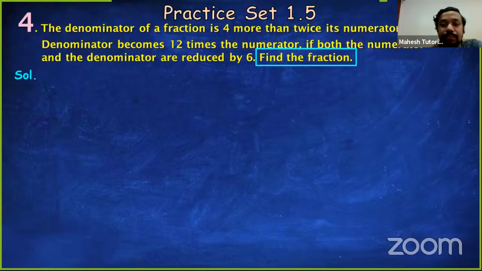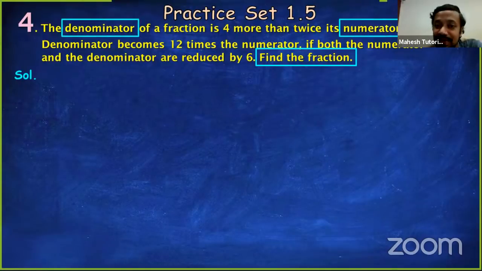Tell me, students, 7 upon 8. 7 upon 8. Is it a fraction? Yes. 7 upon 8, my students. Can you tell me which number is there in the numerator? 7. Which number is there in the denominator? 8. So the fraction becomes 7 upon 8. It means, students, that a fraction consists of two parts. That is a numerator and a denominator.